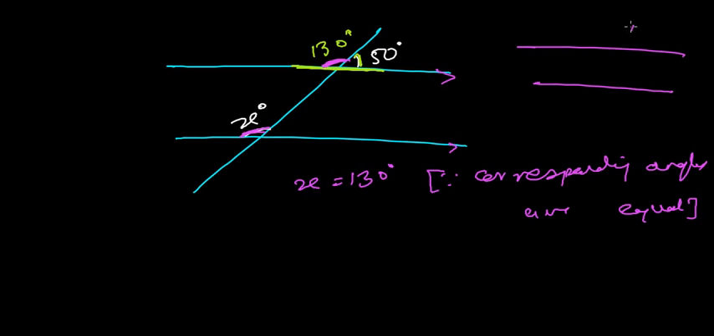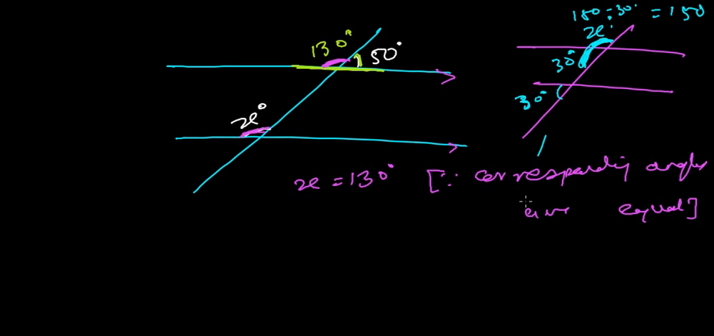Similarly, if this is x degrees and this is, let's say, 30 degrees, see how you can find the value of x. If this is 30 degrees, then this must be 30 degrees by corresponding angles, and this 30 degrees and this x together should make 180 degrees. So x must be 180 minus 30 degrees because of the linear pair, and you'll get 150 degrees. So in different ways corresponding angles will come, and try to understand that.